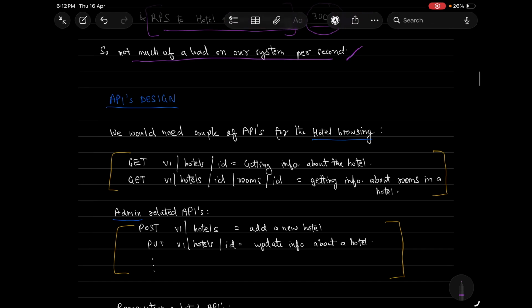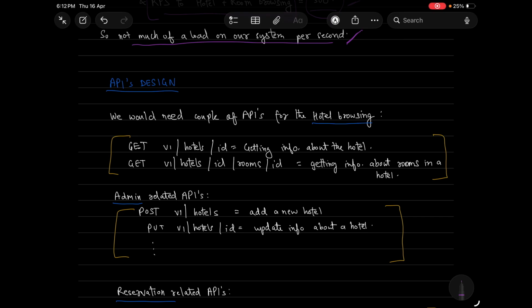APIs design. We would need a couple of APIs for the hotel browsing first. We need GET v1/hotel/id. This gets info about the hotel for that specific hotel ID. Then GET v1/hotel/id/room/id. This gets us the info about specific rooms in a specific hotel ID.